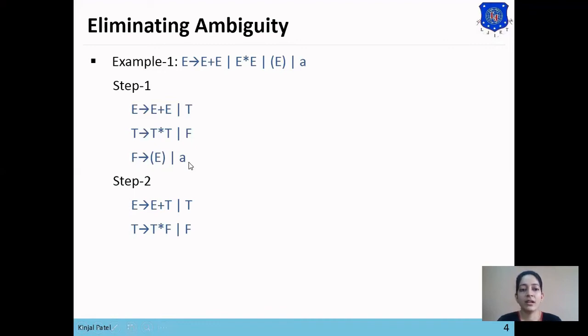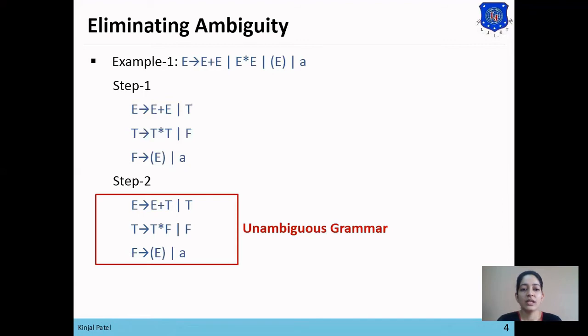Now at the third level, the grammar has no issue. So we will not make any changes in the third level, as the first symbol is a terminal symbol, so it is not left recursive, and the last symbol is also terminal, so it is also not right recursive. So here is our unambiguous grammar of the example. Now we can use this grammar for parsing.